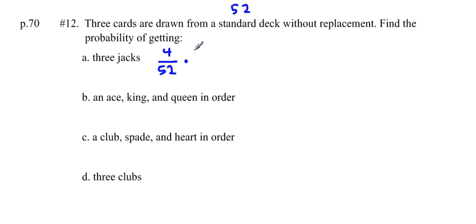Now, for my next jack, one of those jacks is gone, so there's only 3 left, and one of the cards is gone, so there's 51 cards remaining. Now, that's the 2nd jack. The 3rd jack, there's, well, 2 of them are gone, so 2 jacks remaining, and 50 cards remaining. So if we multiply top times the top, bottom times the bottom, we get a probability of 24 out of, I believe that's 132,600.